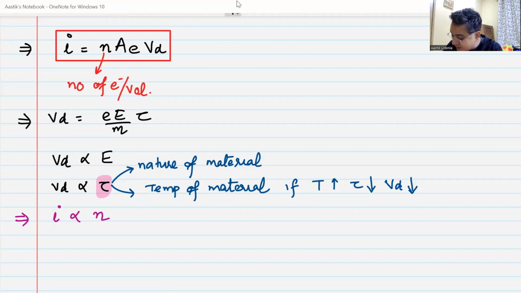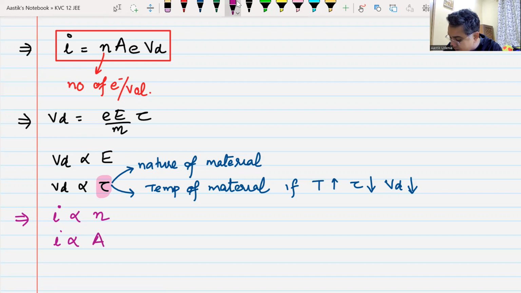The second thing is I would be directly proportional to the area of cross section. Yes or no? More area means more conducting electrons. Therefore, you will have more current. Yes or no? Yes, sir. I is directly proportional to VD and therefore it is directly proportional to E. More electric field, you will have more current. Yes or no? Yes, sir.